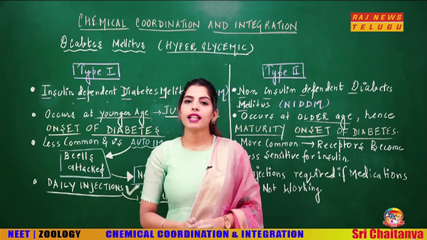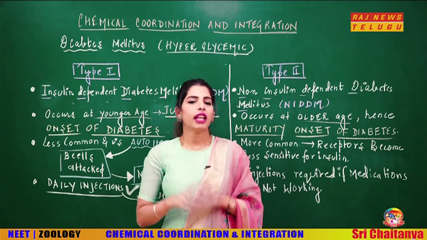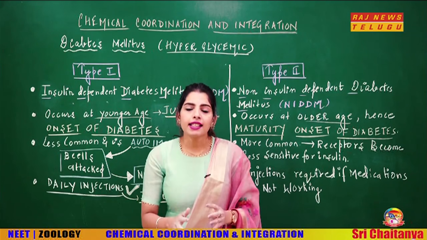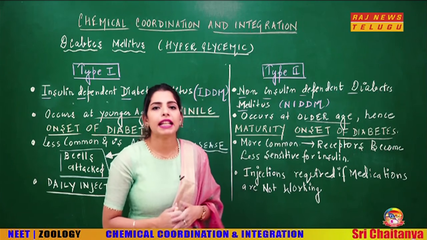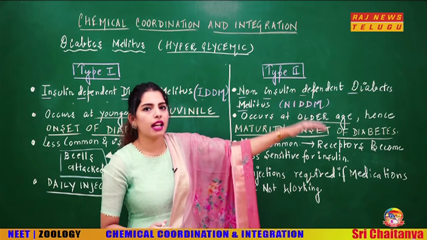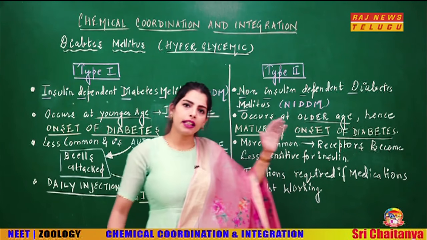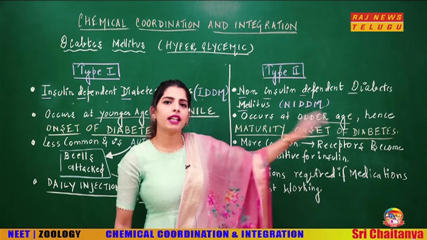And when it becomes less sensitive, even if you have a normal insulin level, it is not going to reduce the blood glucose level. Hence, actually insulin is not less. The receptors are becoming less sensitive. That is why it is called non-insulin dependent diabetes mellitus. Getting my point? There is no actual deficiency of insulin, but the receptors become less sensitive, hence the hyperglycemic condition.